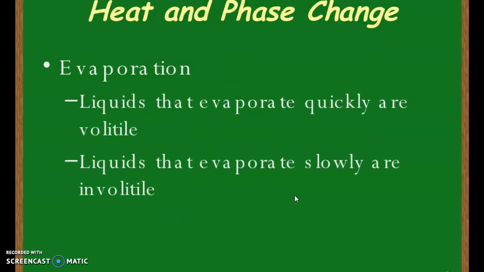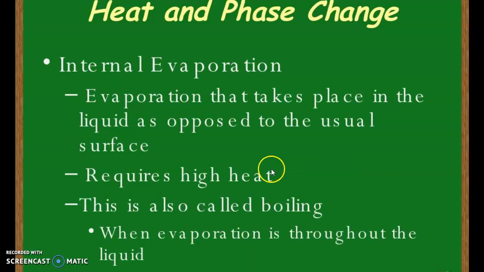Okay, and now evaporation. Liquids that evaporate quickly are volatile. Liquids that evaporate slowly are involatile. So there are two states. Now, internal evaporation is evaporation that takes place in the liquid as opposed to the usual surface. It requires high heat. This is also called boiling, when evaporation is throughout the liquid.